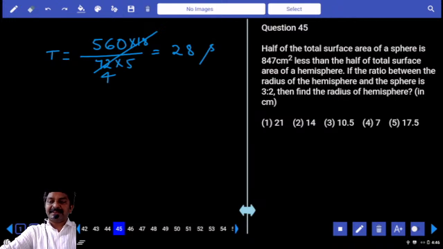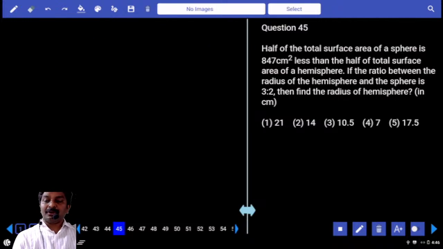Half of the total surface area of the sphere is 847 square centimeters less than the half of the total surface area of hemisphere. So which is more? For sphere is it more or for hemisphere is it more?